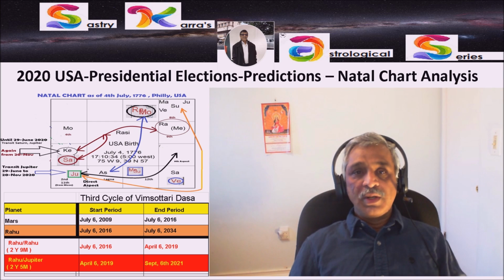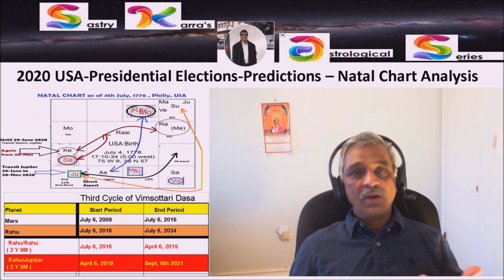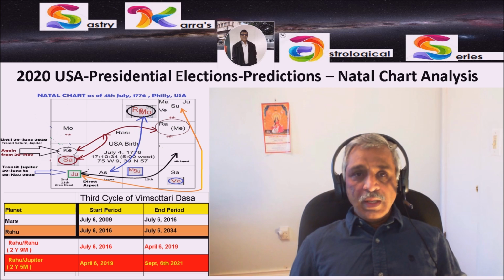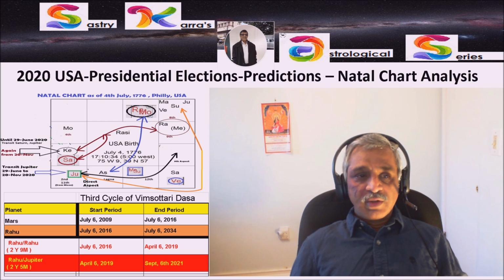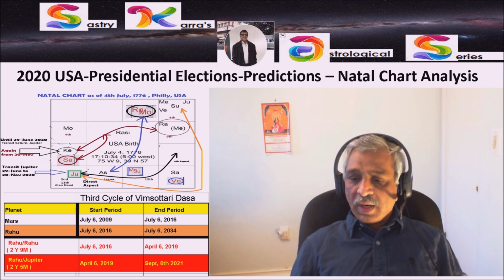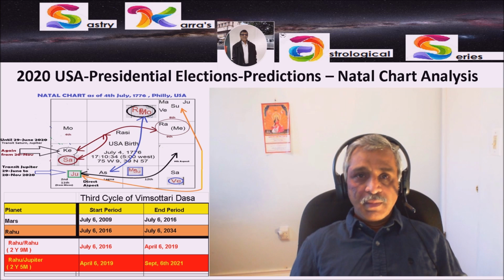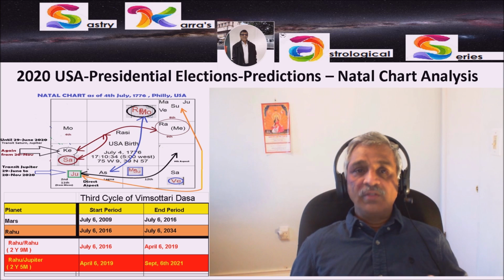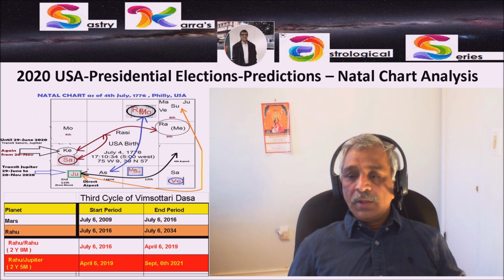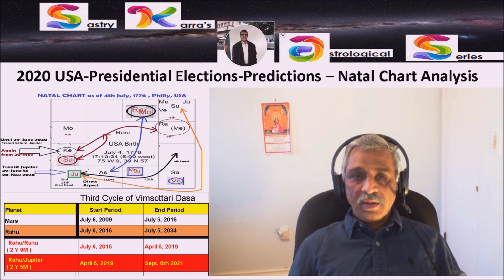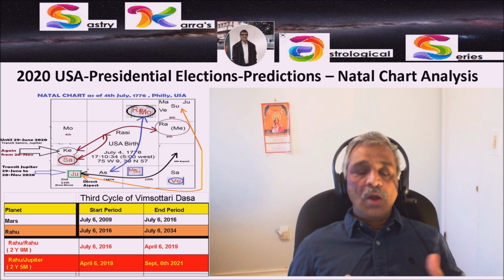And impeachment is one of them, where the president was impeached, and the way things had gone, and then came the coronavirus. So basically, when you look at the chart of the country, Rahu Mahadasa and Jupiter Antardasa is the time when the presidential election is going to happen. And the result is going to be something that 99.9% of the time the pundits have never expected. So let's wait and see.